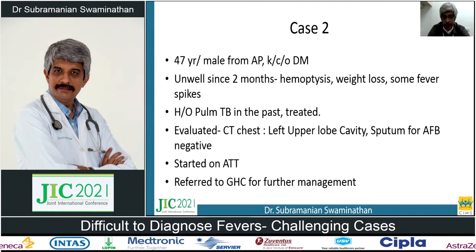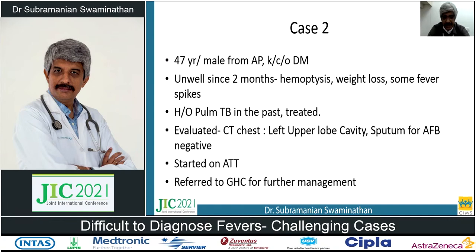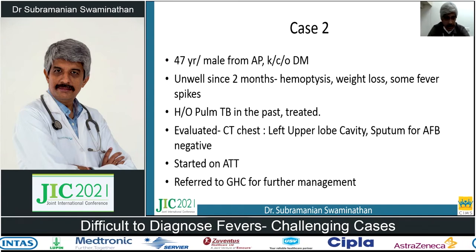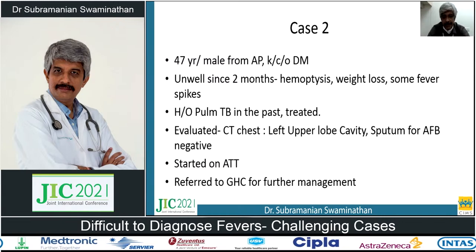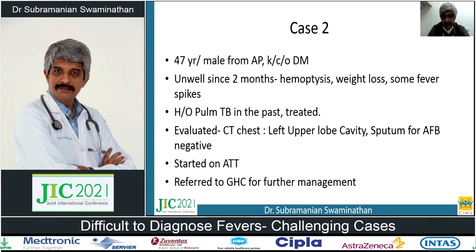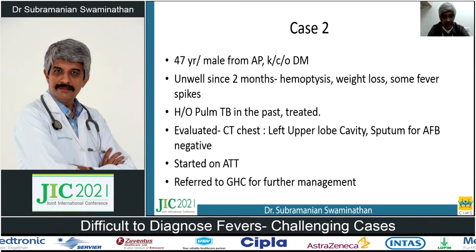It showed a left upper lobe cavity. So he had a sputum smear done for AFB. It was negative. A GeneXpert was not performed. AFB cultures were not done. He was empirically started on ATT, saying, listen, he's a diabetic. He's got a left upper lobe cavity. He's got fever, hemoptysis, and weight loss. You know, he fits into the classical presentation of a tuberculous cavitating disease.